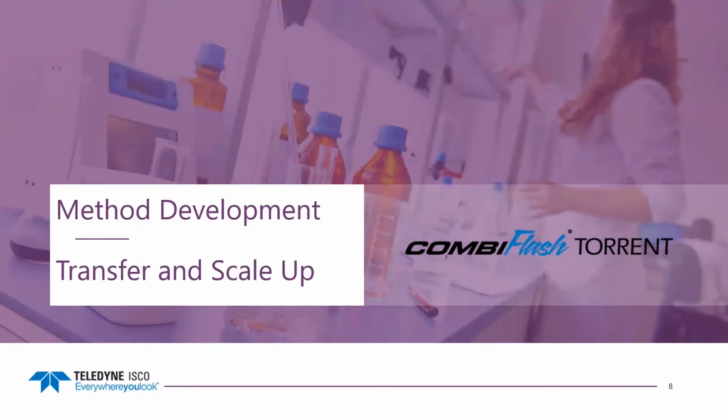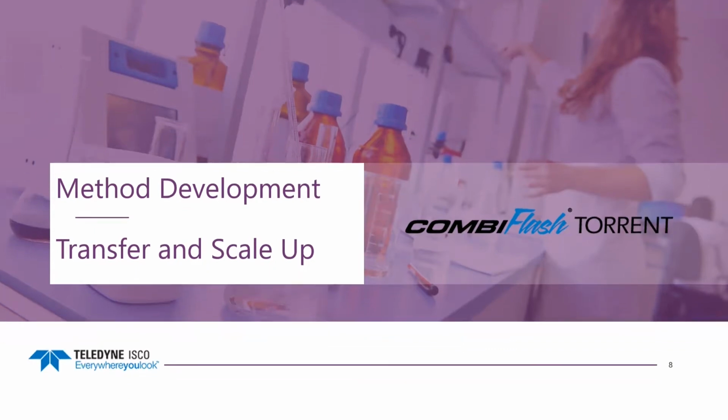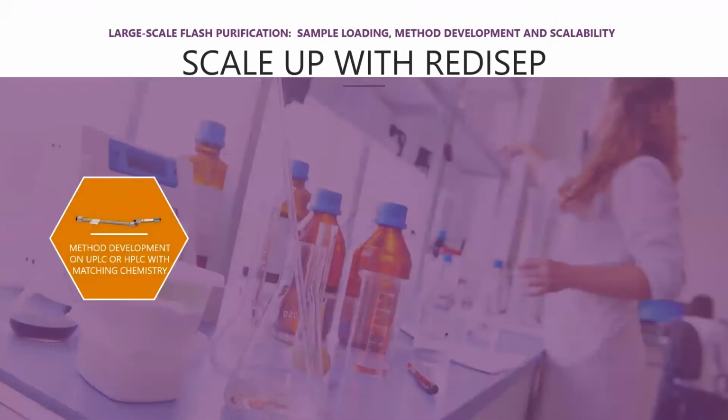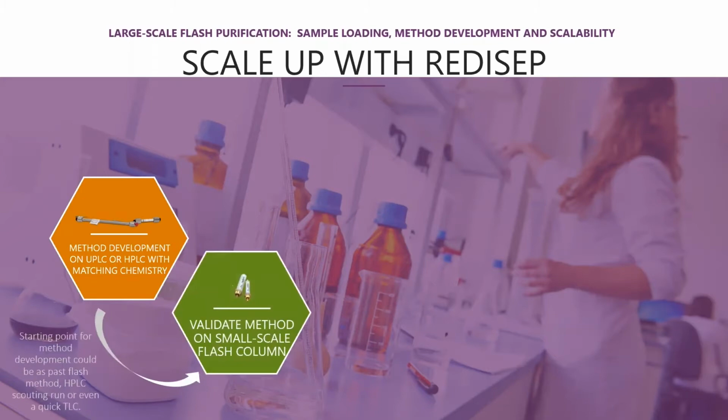So with those kind of questions in mind, how do we do method development, and then how do we transfer and scale up? One of the nice features about the REDISEP line is that you can scale up with REDISEP. You can do your method development on a UPLC or HPLC column with matching chemistry. We have those offerings that match our flash cartridges and our REDISEP prep columns, and we can do the initial scouting run on that really small scale.